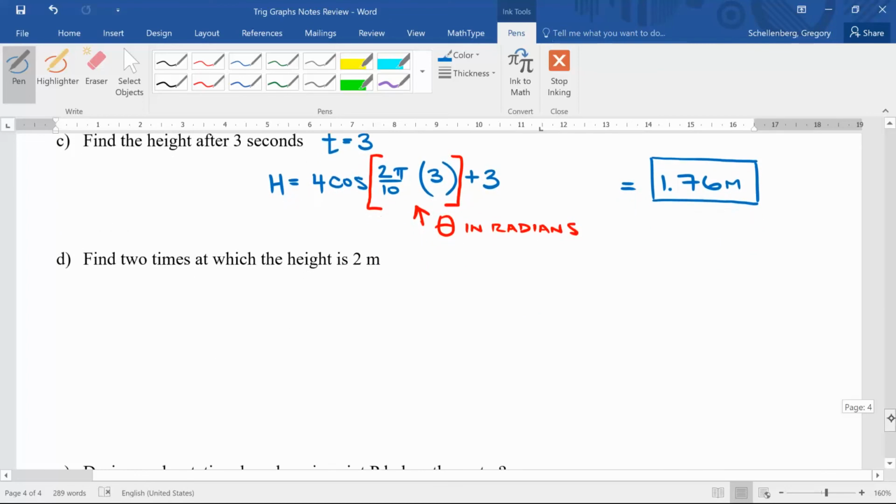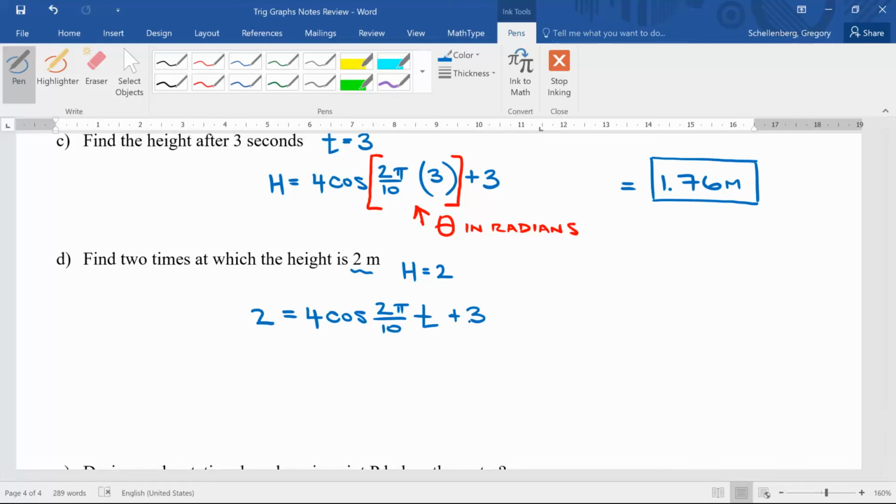And the next one here, find 2 times at which the height is 2 meters. Okay, so this is an h value of 2. So let's plug that into our formula in the place of h. So we get 2 is equal to 4 times the cosine of 2 pi over 10 times t plus 3. And we're looking to solve for t.